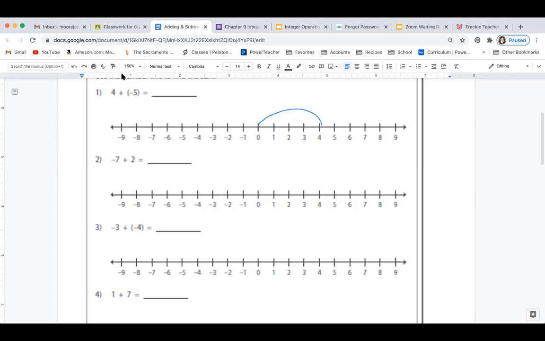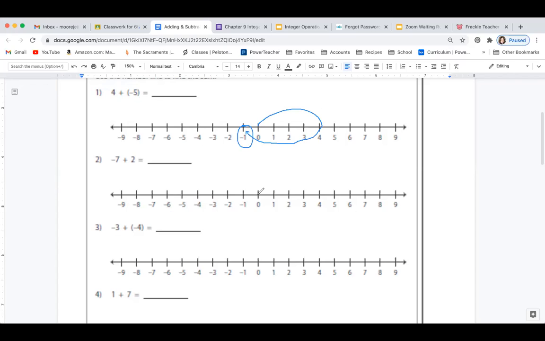And then I have to go backwards 5. So I'm going to scoop down and I'm going to go backwards 1, 2, 3, 4, 5. And where am I going to land at? I'm going to land at -1. Does that movement make sense to everybody? Where I move 4 in the positive direction and then backwards 5 in the negative direction? That makes sense?